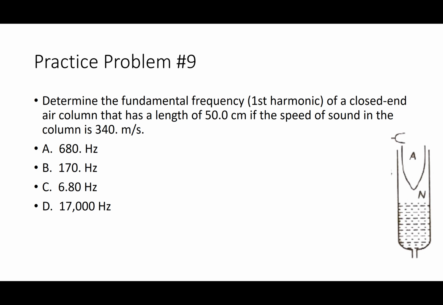All right, practice problem number 9. We have a standing wave in a closed-end air column. And we're trying to find the fundamental frequency, the first harmonic, if we know the length of the air column, 50 centimeters, and we know the speed of sound in that air column is 340 meters per second. Well, again, we've got to use the wave equation. Speed equals wavelength times frequency. We're trying to find frequency, so we solve for frequency. Frequency is going to equal speed divided by wavelength. We know the speed is 340 meters per second.